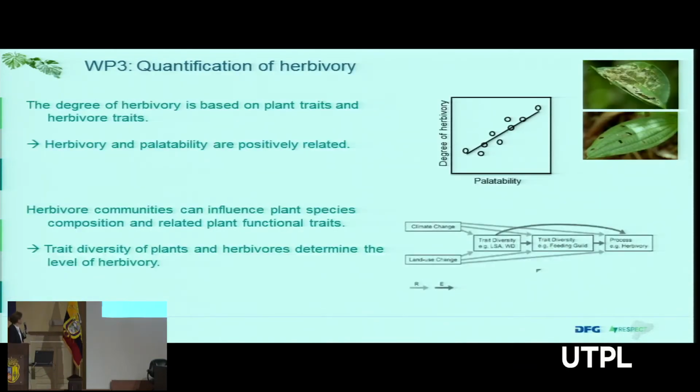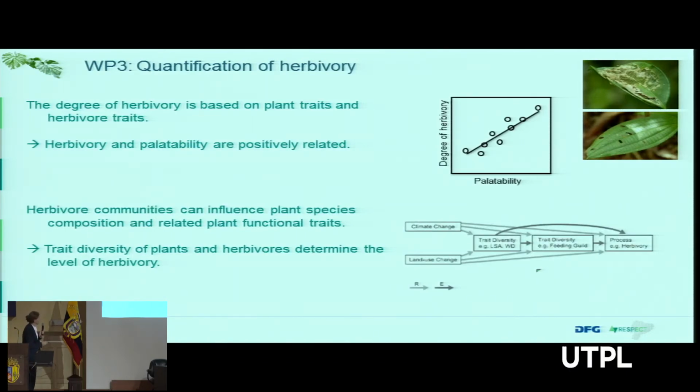And in the last work package, we quantify the level of herbivory, so the leaf area loss, and we assume that herbivory and palatability usually are positively correlated, because that has been shown in the literature quite often, though we have only this one species where we could perform the feeding experiment. And the second part of this work package is that we assume that the herbivore communities can influence plant composition and also the functional traits.